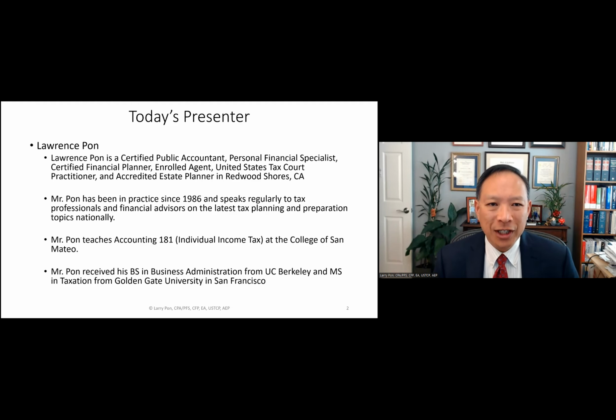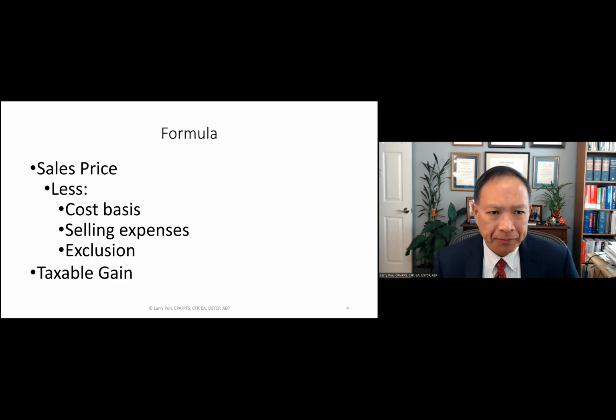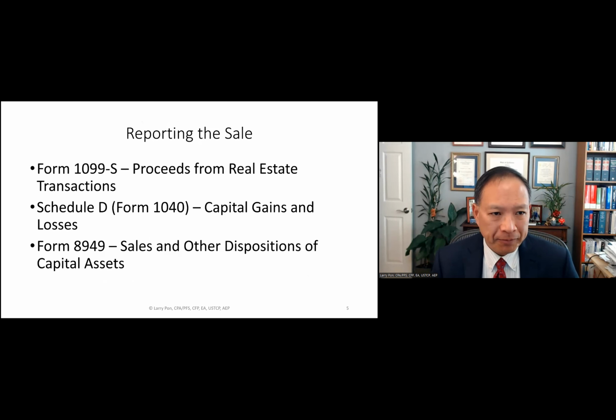So let's get started. Today we're going to talk about how to calculate the profit from the sale of my home. First of all, let's start with the formula. The formula is the sales price of the home minus the cost basis, the selling expenses, and the exclusion. Once you subtract those out, that gives us our taxable gain, if any.